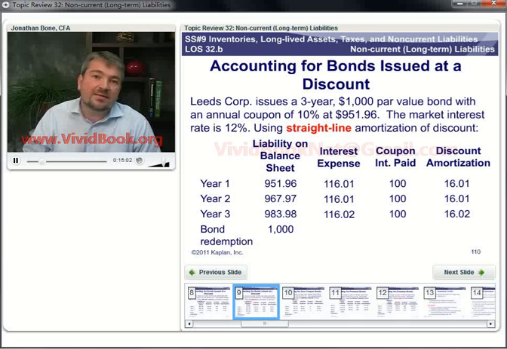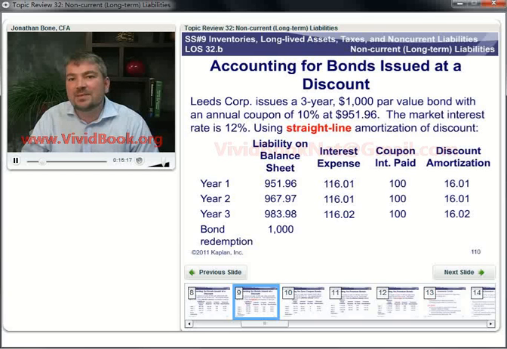And again, what you'll notice, it will have an effect on your balance sheet liability because your balance sheet liability will be increasing by the same amount each year, the amortization of the discount. So in other words, at the end of year 1, beginning of year 2, it's gone up by 16.01 to 967.97. End of year 2, beginning of year 3, it's gone up by 16.01 again to 983.98. And at the end of year 3, it goes up by 16.02 due to our little rounding, and it sits there at $1,000. Okay, so it's a very similar approach, but it just uses straight line amortization of the discount rather than effective. Allowed under US GAAP, not under international accounting standards.